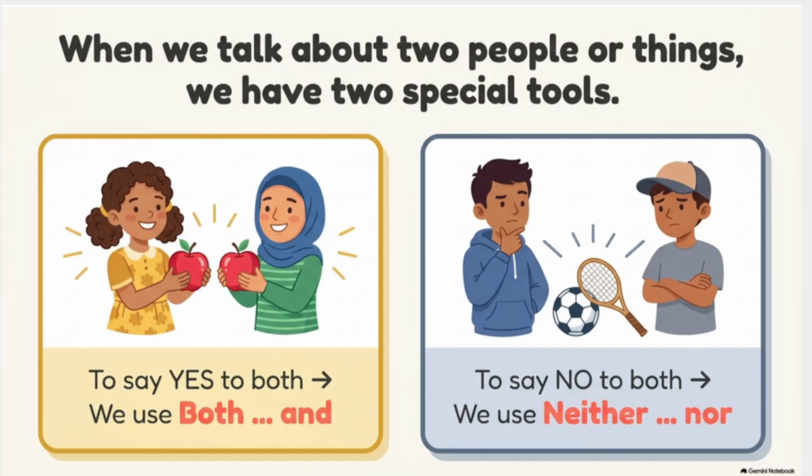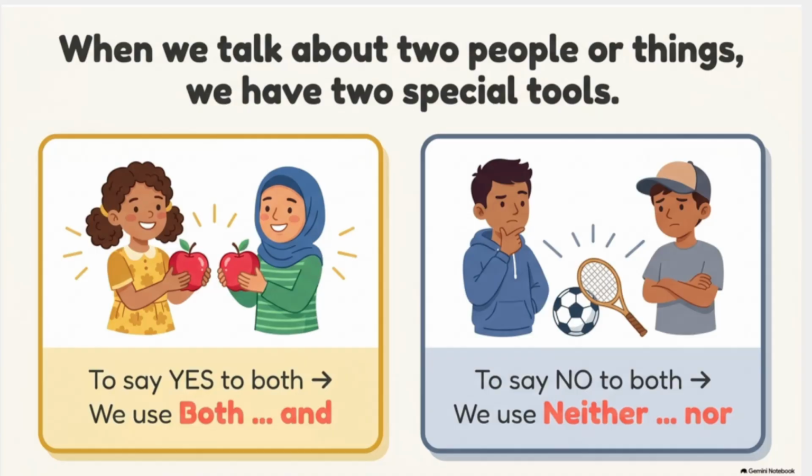For example, Sarah likes apples, and Layla likes apples. We can combine these two ideas and say, both Sarah and Layla like apples. Both means the two together. Now, what if the answer is no for both people? For example, Ali doesn't play football, and Omar doesn't play football. We can say, neither Ali nor Omar plays football.